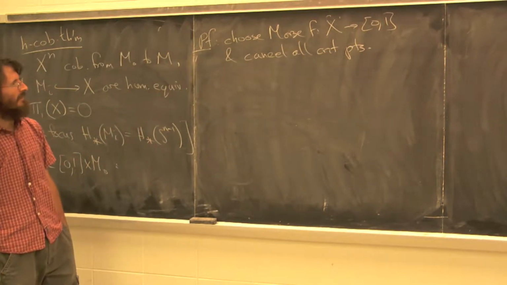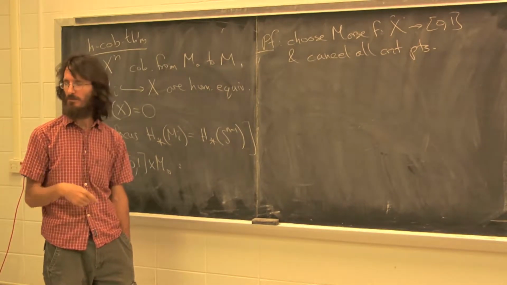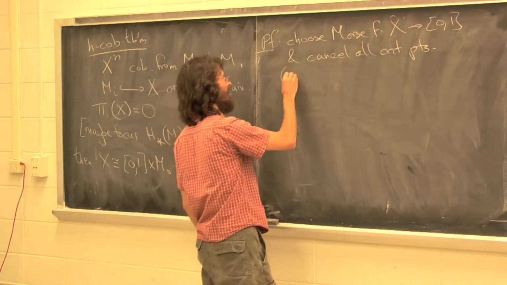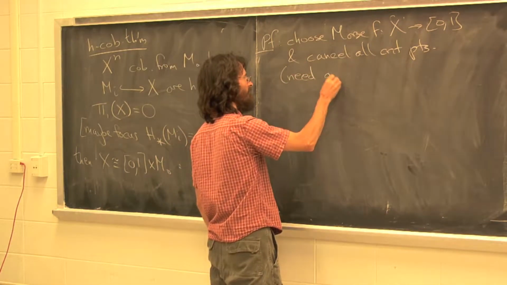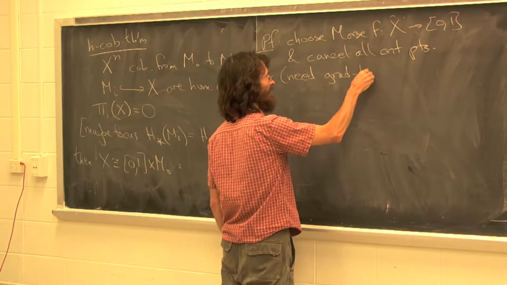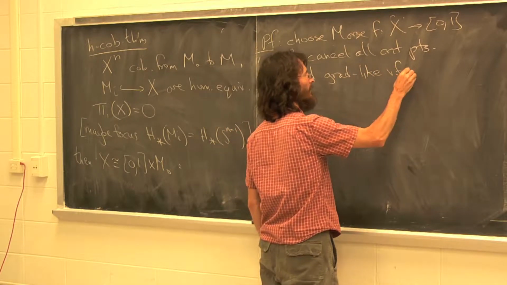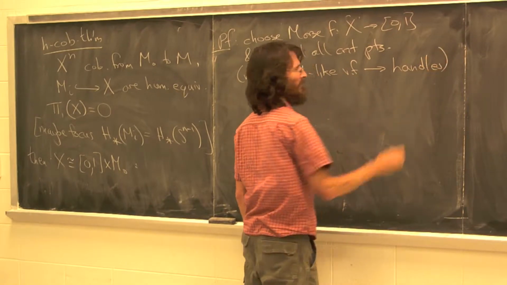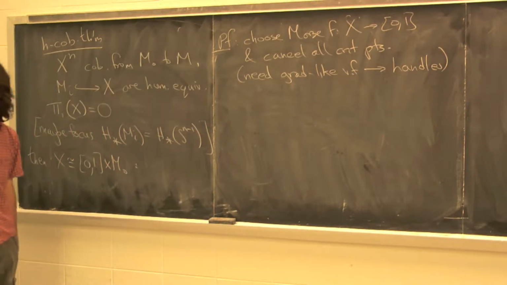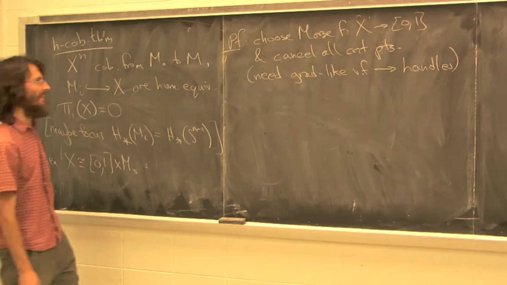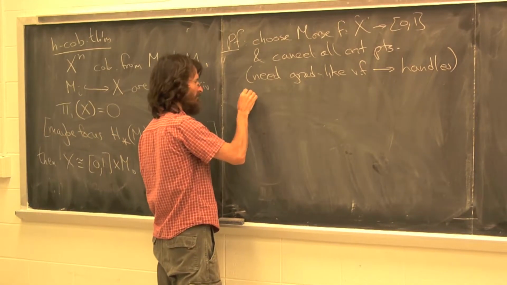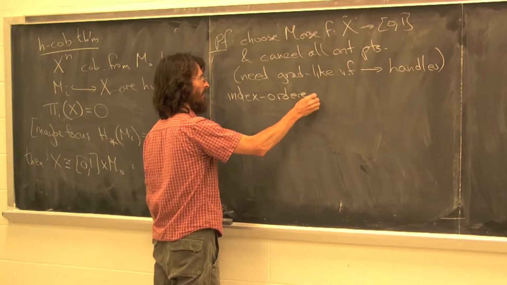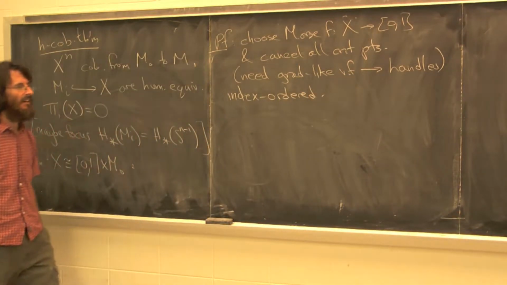Okay. And in order to cancel our critical points, we want to think about flow lines from critical points to critical points, and we also need a gradient-like vector field. And that gives us handles. And so we'll just go back and forth between the Morse function, the handles, and so on. And maybe I didn't say this, let's assume it's index ordered, so that all lower index critical points are below higher index critical points.